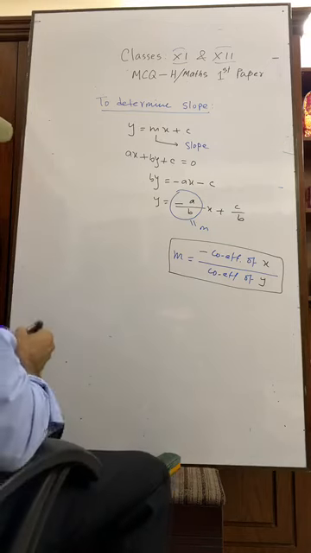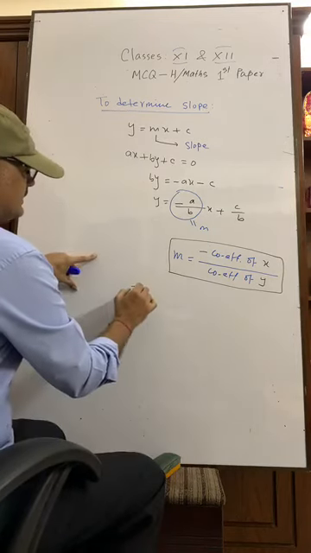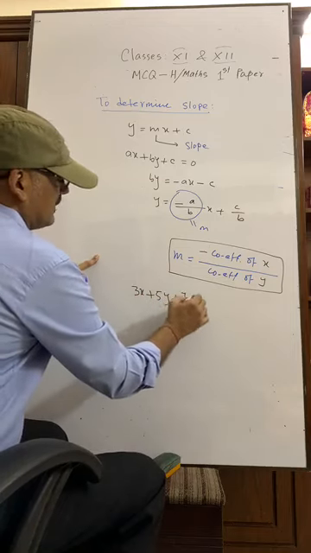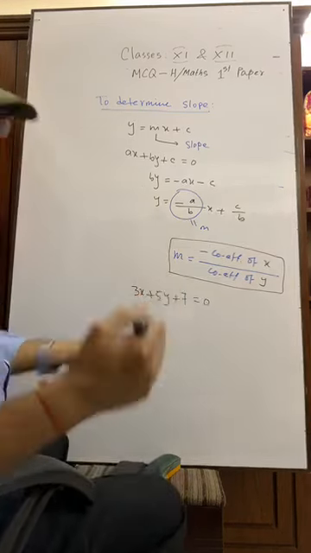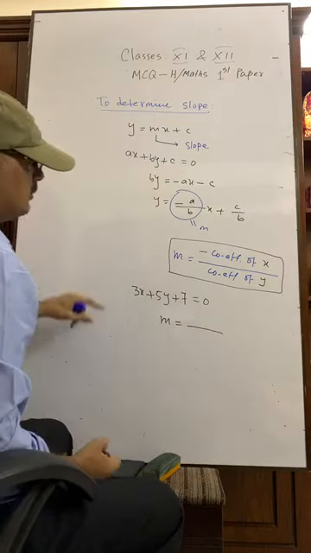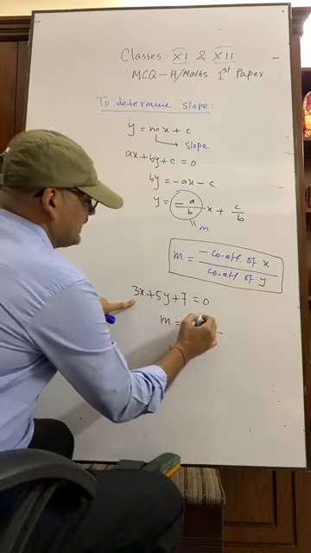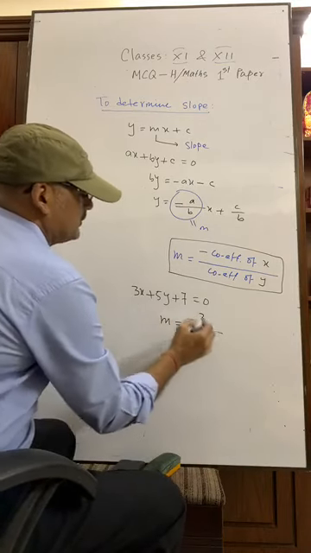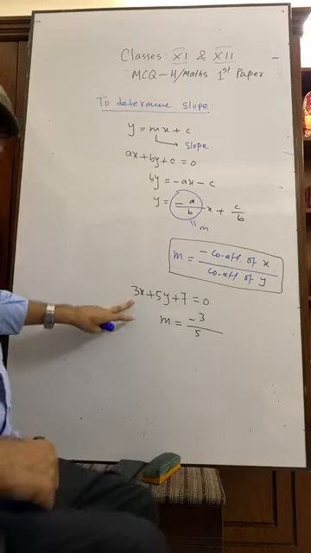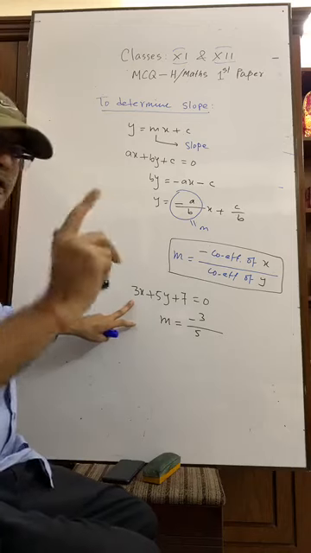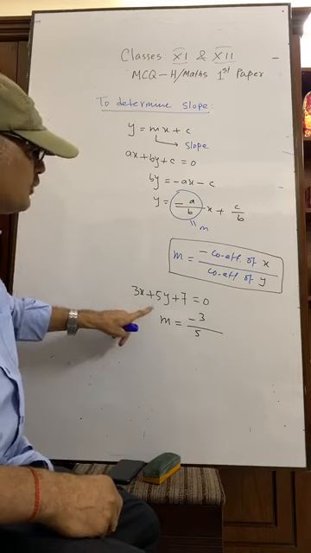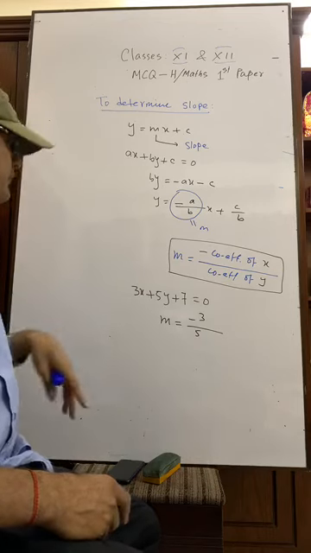Now, suppose it is written 3x plus 5y plus 7 equals 0. What is the slope? So what will you do? M equals what I wrote: minus coefficient of x, that is minus 3, by the coefficient of y, 5. Math is done. Try to understand. Minus coefficient of x by the coefficient of y. Okay.